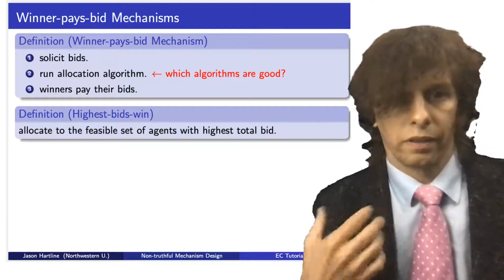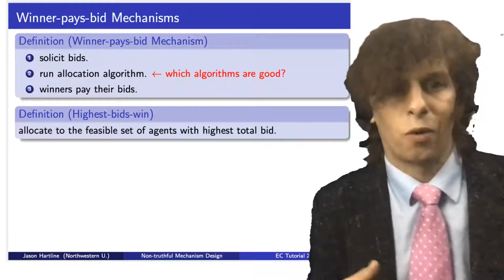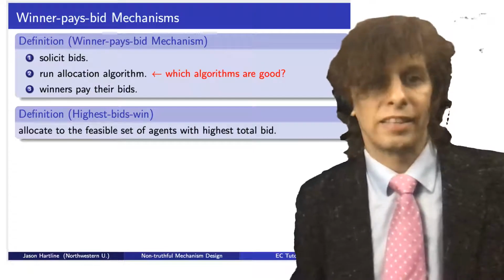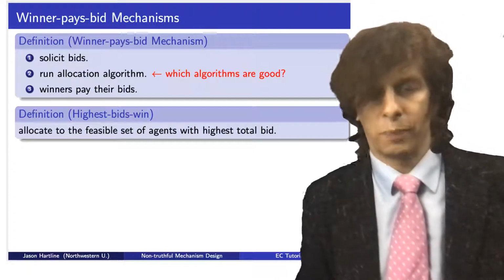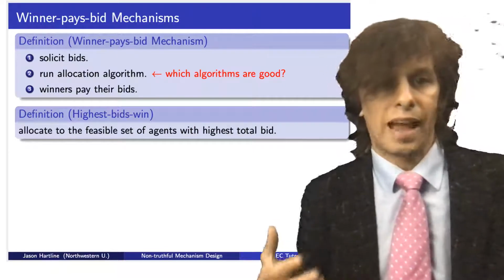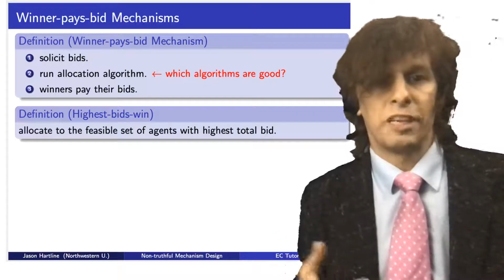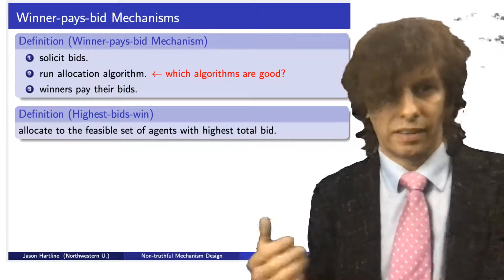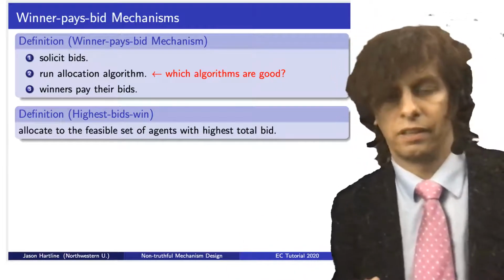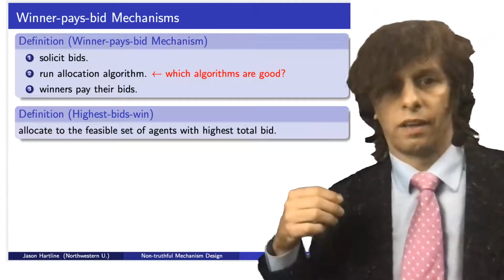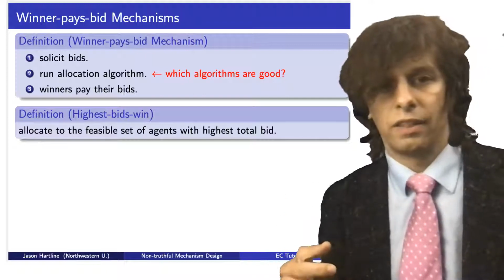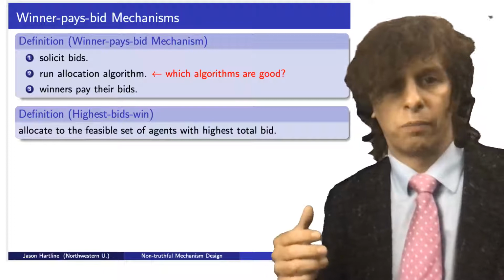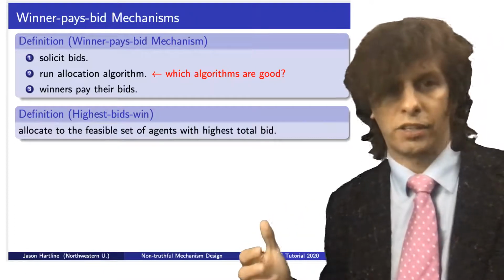There's one focal algorithm that we might consider, and that is the highest bid wins algorithm. That's the one that we were using for the first price auction. Let's allocate to the feasible set of agents that has the highest total bid. That's again from previously in the tutorial. That is, we're going to choose the allocation that's in the argmax of the sum over the agents of bid i times allocation i.